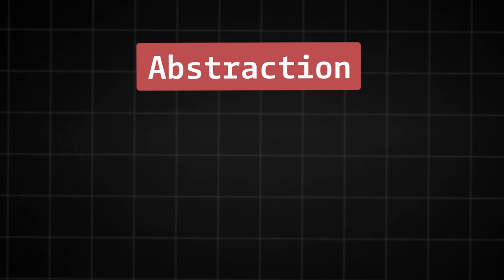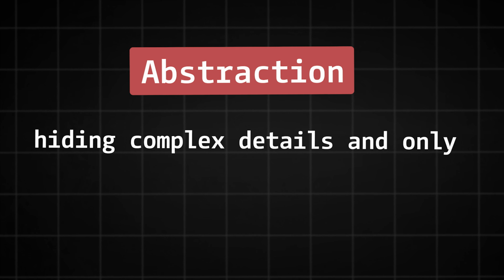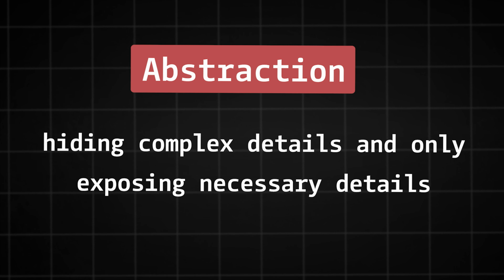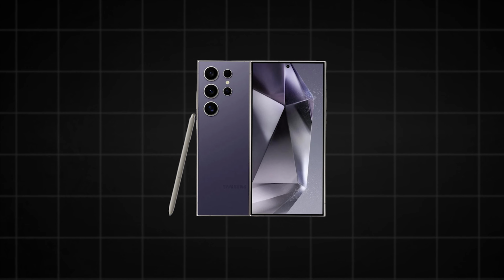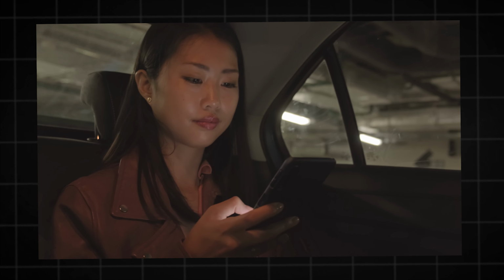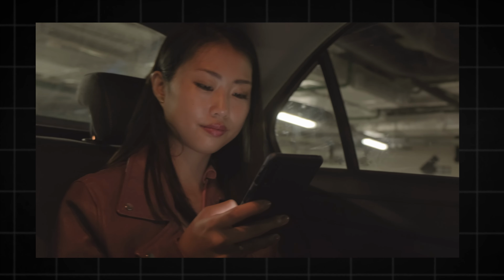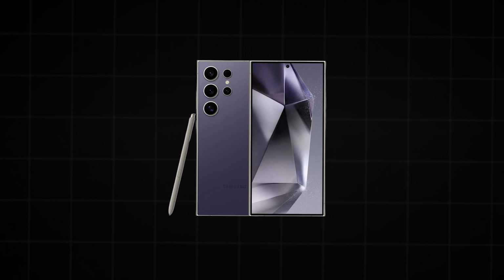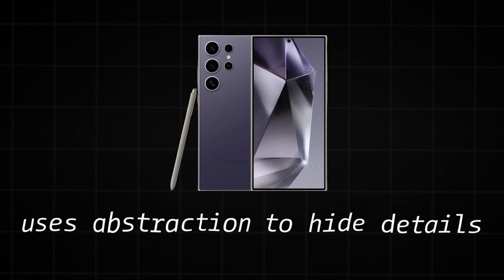Next, let's move on to abstraction. Abstraction refers to the concept of hiding complex details and only exposing necessary details. Consider a phone. Every phone has basic features like calling and displaying phone information, but we don't know the details of how these features are implemented. So our phone also uses abstraction to hide the complex details.